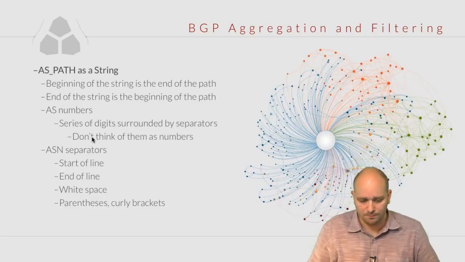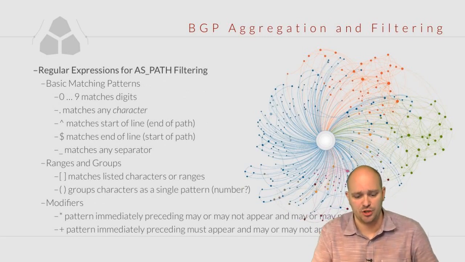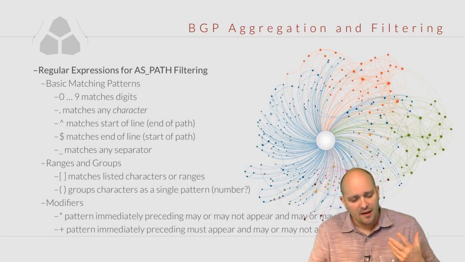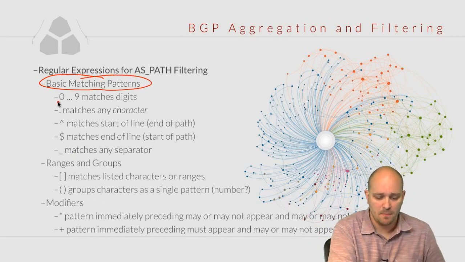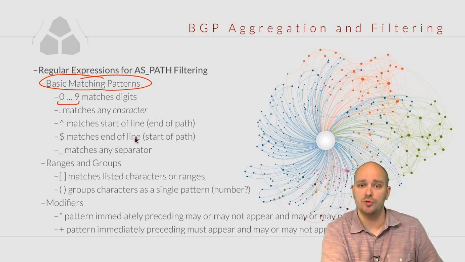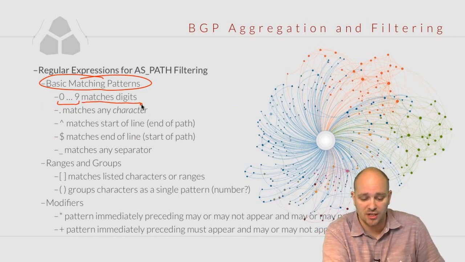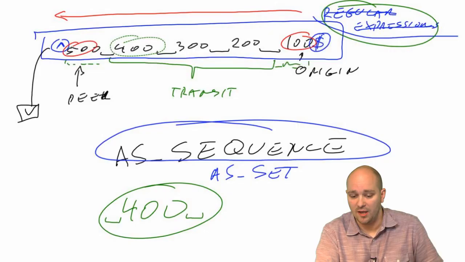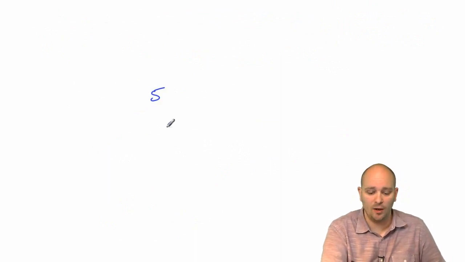So going back here, let's talk a little bit about regular expressions for AS path filtering. First of all, let's take a look at some of the basic matching patterns. If you use digits from 0 to 9, so 0, 1, 2, 3, 4, 5, 6, 7, 8, 9, this is going to match individual digits. So if, for example, we had the regular expression that simply said 5, so let's say that this is our regular expression, this will match AS path that looks like this.